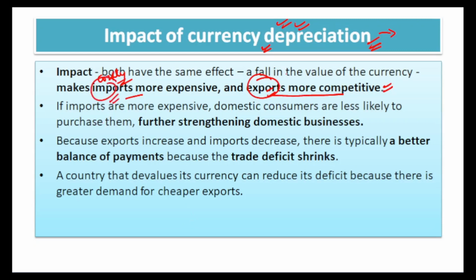And when the exports are increasing because of depreciation, it would have an indirect impact on the balance of payment, because whenever the exports are increasing and imports are reducing, it would lead to a favorable balance of payment because the trade deficit is reducing. The trade deficit is the gap between the amount of exports and imports. So when the exports are increasing and the imports are reducing, it would lead to reduction in the trade deficit. So the balance of payment position will also improve.